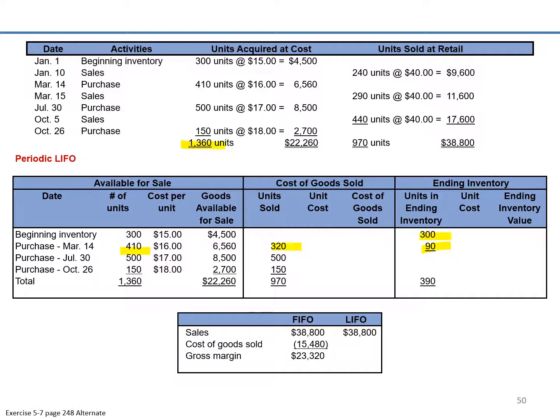390 is 1,360 total, less what we sold of 970, right? So if you apply your cost to each of the lines, you get a total cost of goods sold of $16,320. Ending inventory, apply our cost to each of those for total ending inventory of $5,940. So we have total sales of $38,800 less our cost of goods sold of $16,320. Means we have a gross margin of $22,480. All right, so hopefully you did well on that one.